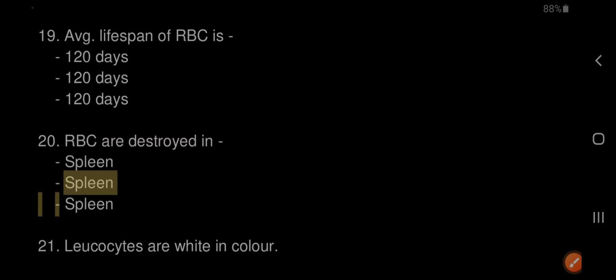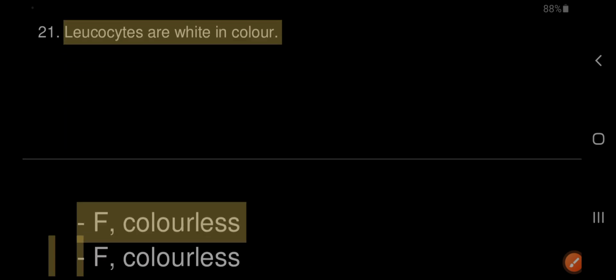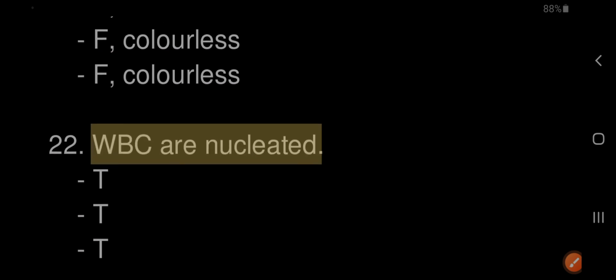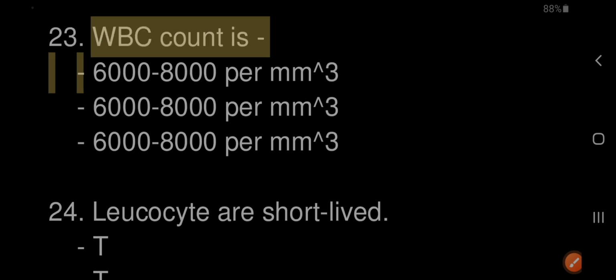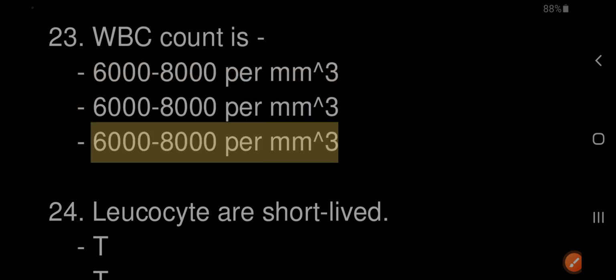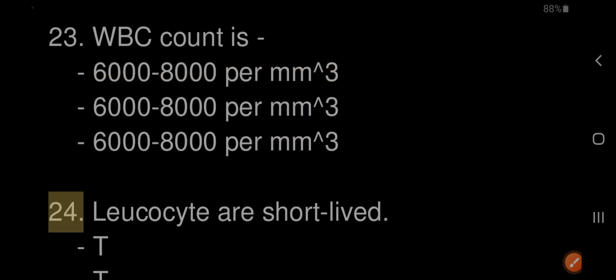21. Leukocytes are colorless. 22. WBC are nucleated. 23. WBC count is 6,000 to 8,000 per cubic millimeter. 24. Leukocytes are short-lived.